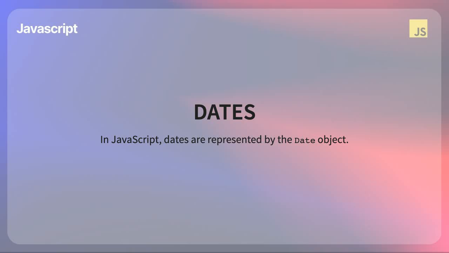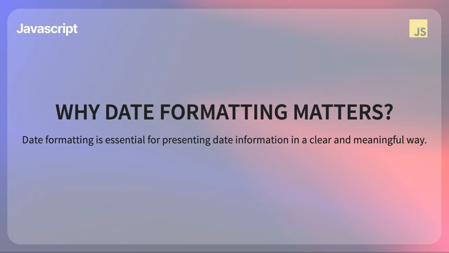Dates are a fundamental concept in programming, representing specific points in time. In JavaScript, we use the date object to work with dates. Date formatting is crucial in various applications such as data visualization, reporting, and user interface design. It helps us present date information in a clear and meaningful way.